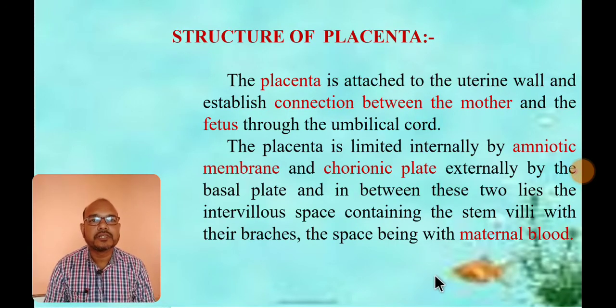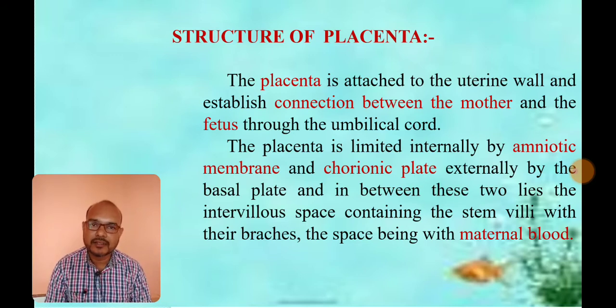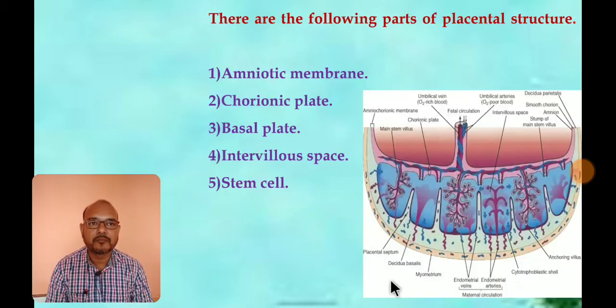So, we see the structure of the placenta. The placenta is attached to the uterine wall and establishes a connection between the mother and the fetus. The placenta is limited internally by the amniotic membrane and chorionic plate. The intervillous space contains the stem villi and their branches, the space being filled with maternal blood.